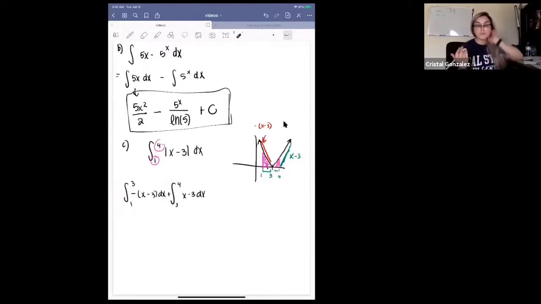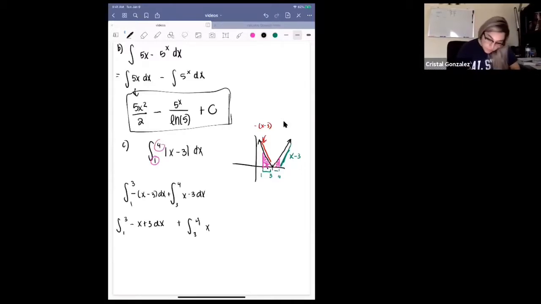Okay. And so now we can evaluate this. Let's go ahead and simplify. This is going to be the integral from 1 to 3 of negative x plus 3 dx, plus the integral from 3 to 4 of x minus 3 dx. And now we can integrate each one.